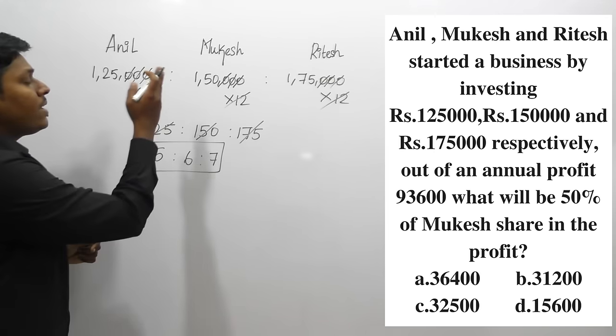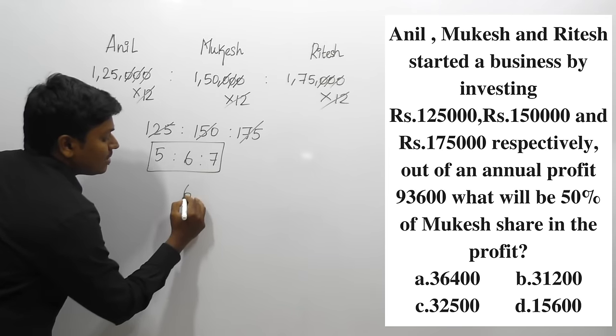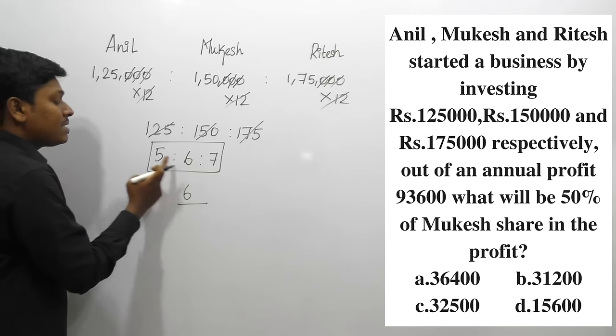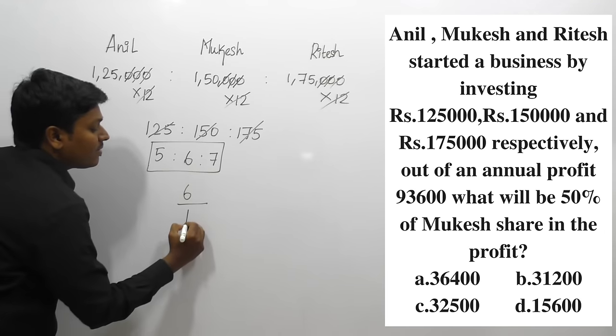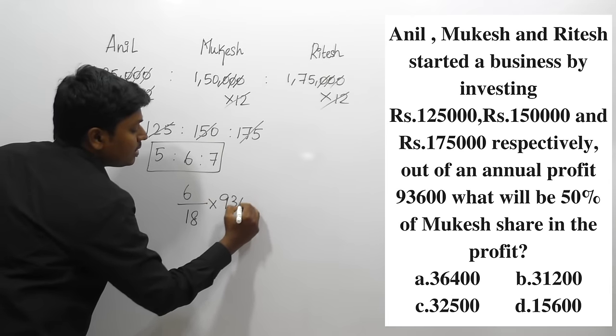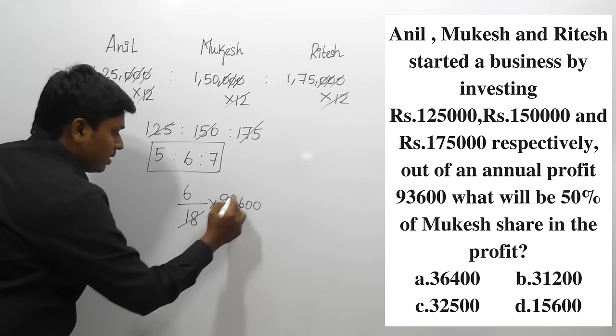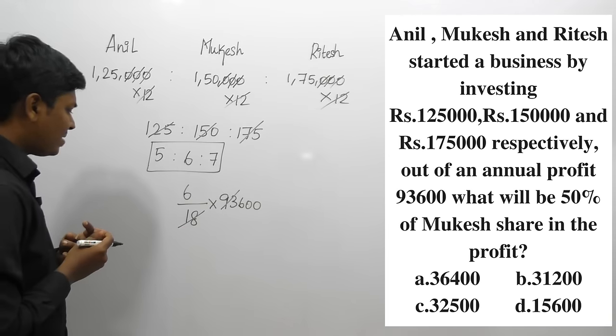Friends, our target is to find the 50% of Mukesh's share, right? First of all, Mukesh's share will be 6 divided by the total share, and 6 plus 5 will be 11, 11 plus 7 will be 18, into the total profit they have given, which is 93,600, right? So friends, we need to cancel this. Okay, this will be 652, I think so, right?